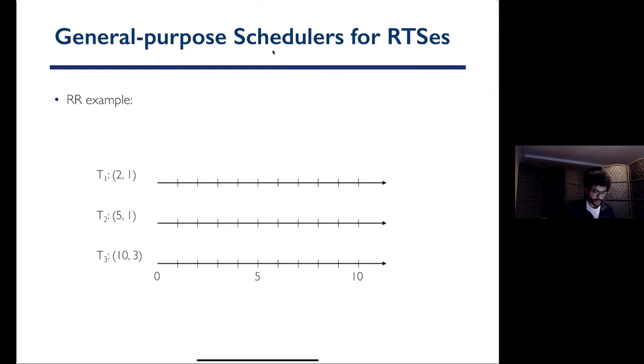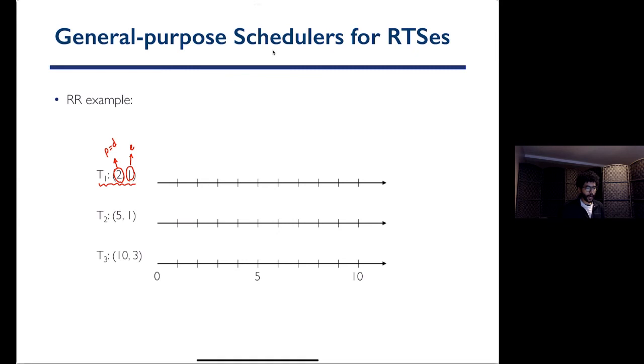I guess I should have emphasized the notation. This notation that you see here, T1, then there is a pair 2, 1. The first one is the period and the deadline, so it's P and D. And the second one is the execution time. So this means that task 1 is periodic: it's going to have one job every 2 seconds, and each job is going to take 1 second.